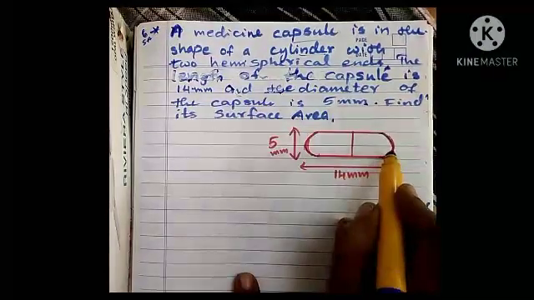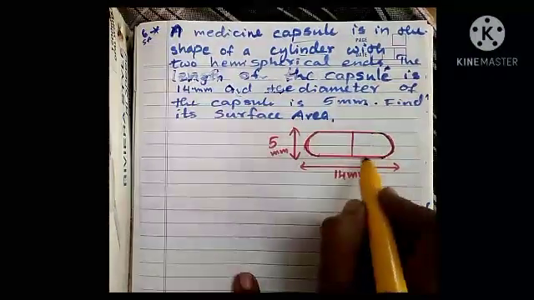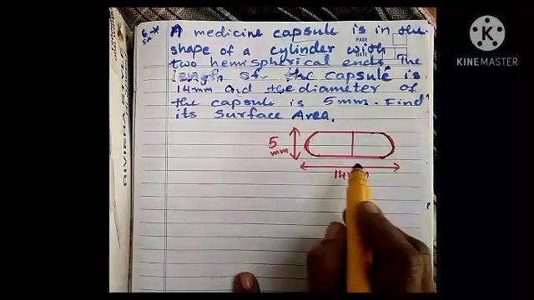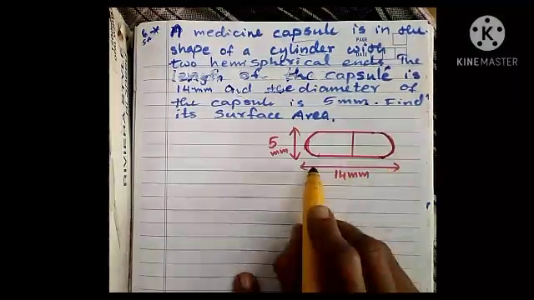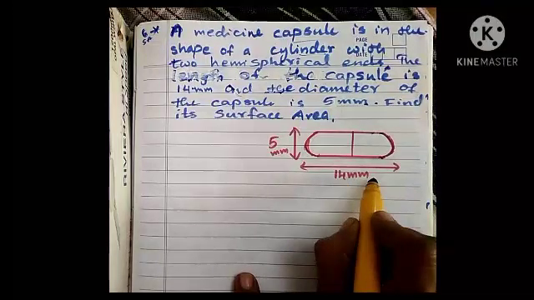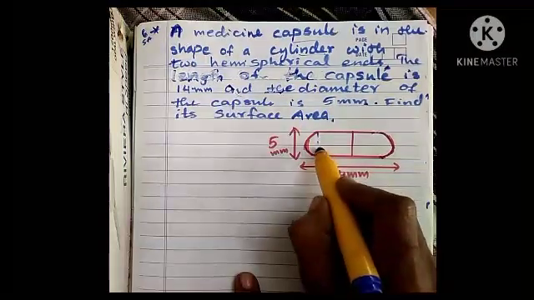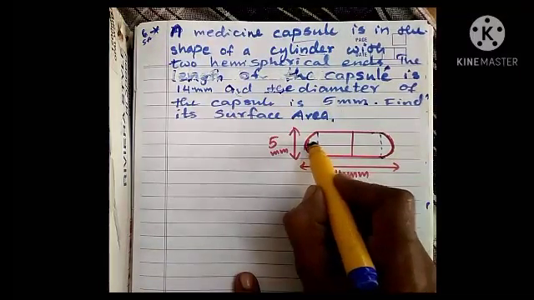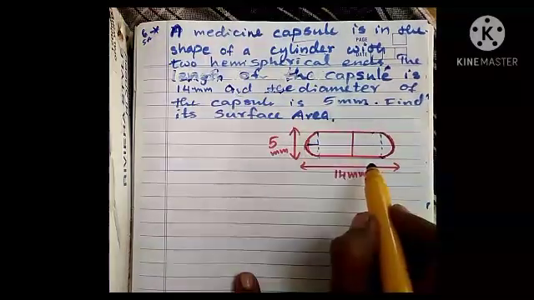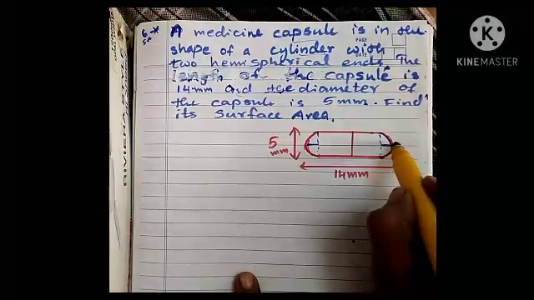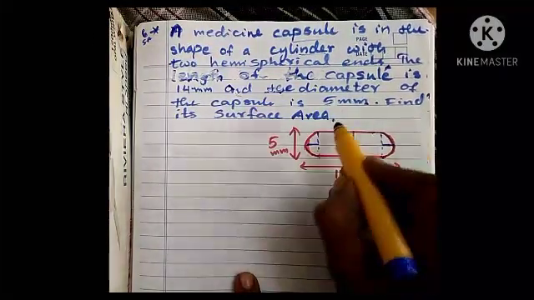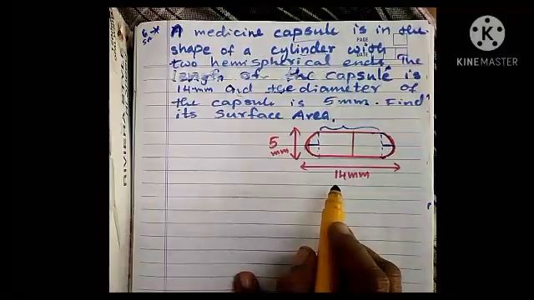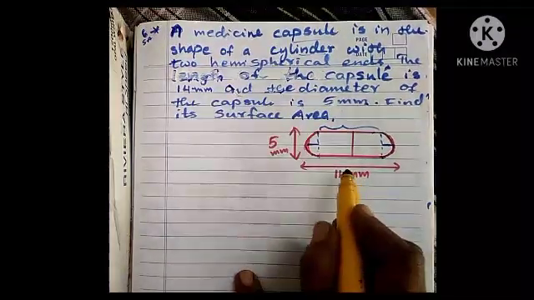So you can see the figure, it is like this. A cylinder here and two hemispherical ends. Now the total length is given. Length of the capsule is 14 millimeters. So you can see that here the hemispherical portion, this portion is the radius. And here also it is the radius. Therefore, you can find the height of the cylinder, or length of the cylinder.